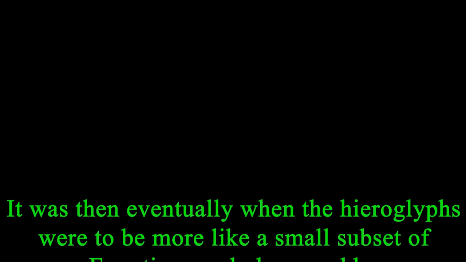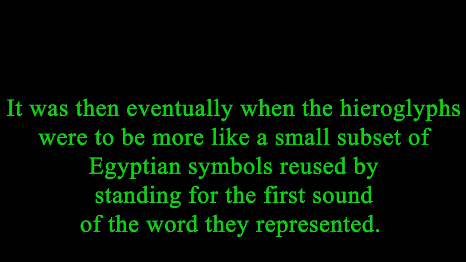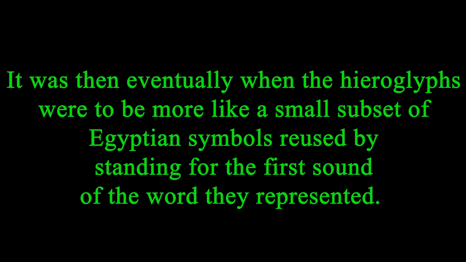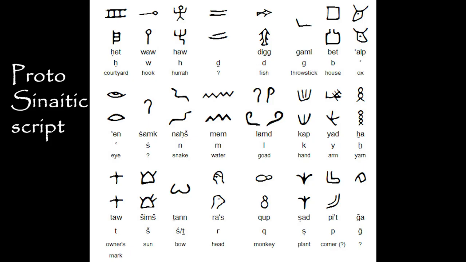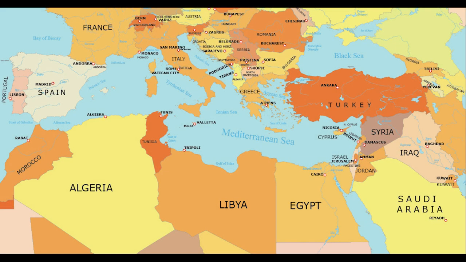It was then eventually that the hieroglyphs were reduced to a small subset of Egyptian symbols, reused by standing for the first sound of the word they represented. This created the Proto-Sinaitic script, which eventually became the Phoenician script. The Phoenician script became one of the most influential writing systems in history. It spread across Western Asia, the Mediterranean, and perhaps even farther.